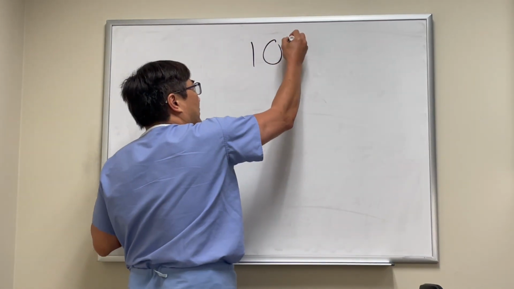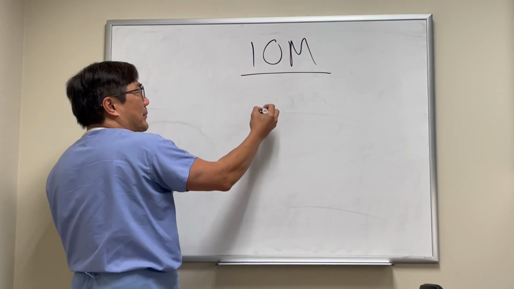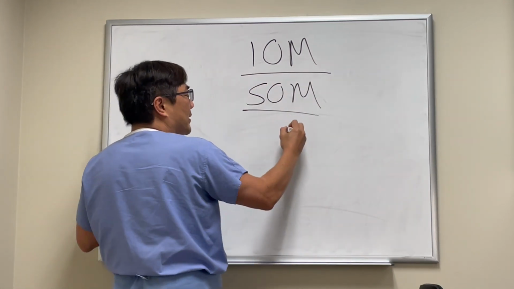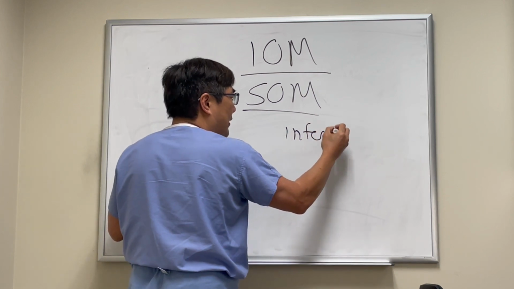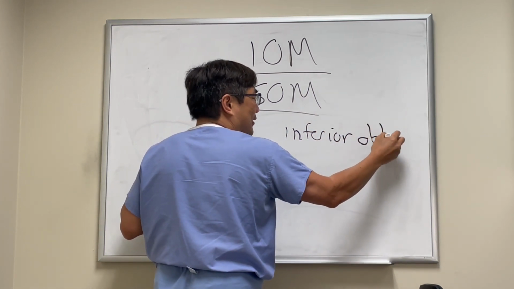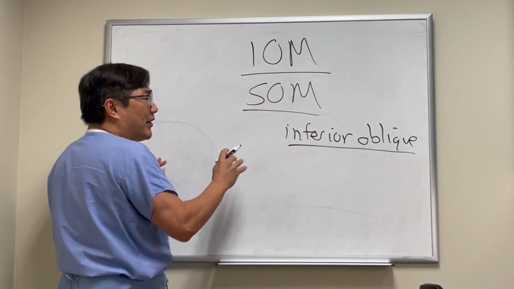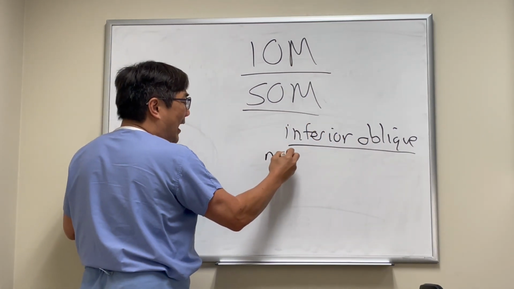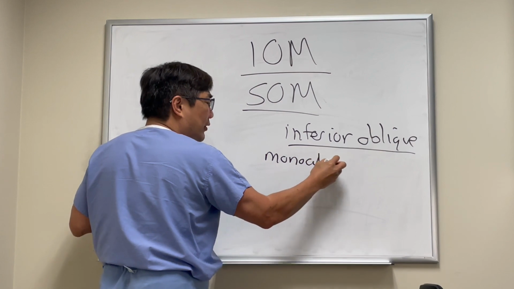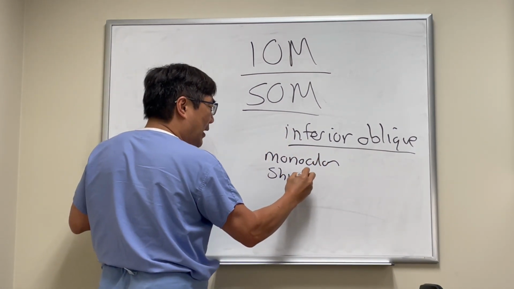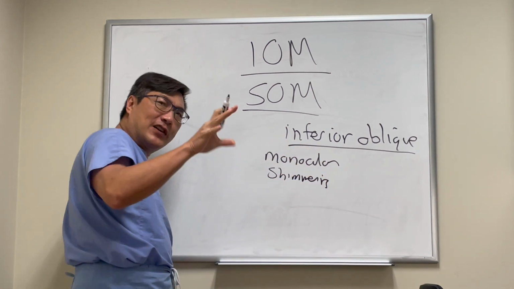So today we're going to be talking about inferior oblique myokymia, and normally it's superior oblique myokymia, but in this case we're going to be talking about inferior oblique. You can watch the superior oblique myokymia video if you'd like, and they're very similar. They're both monocular oscillations where only one eye is moving, and the patients typically describe it as shimmering or flickering.